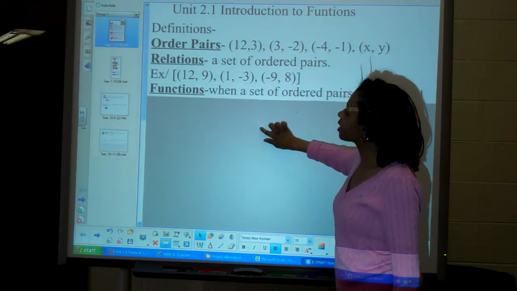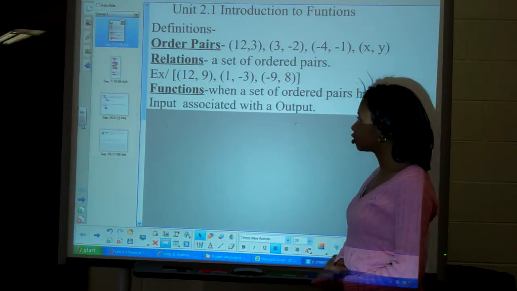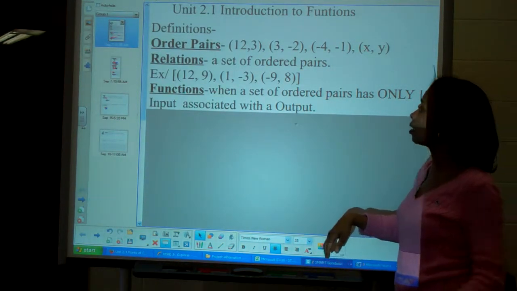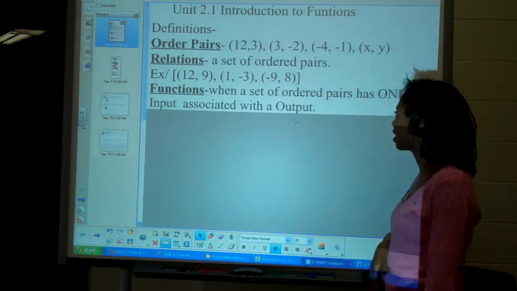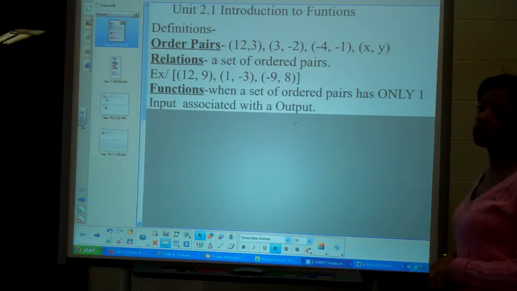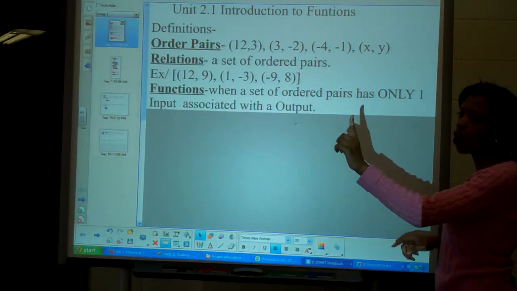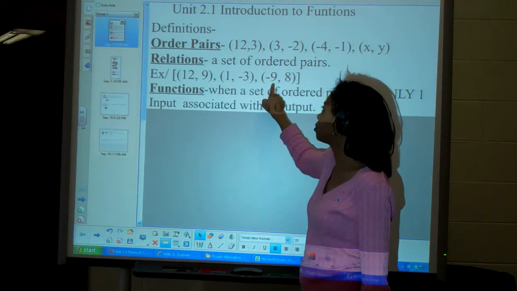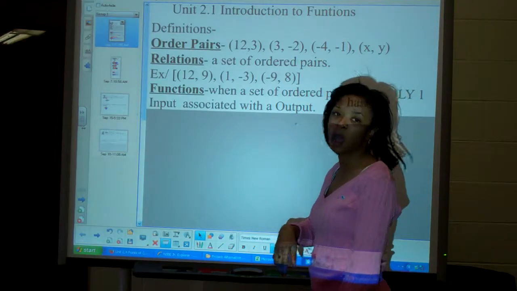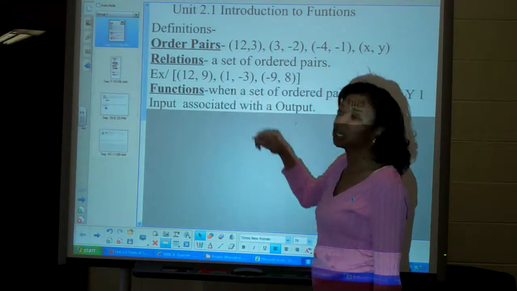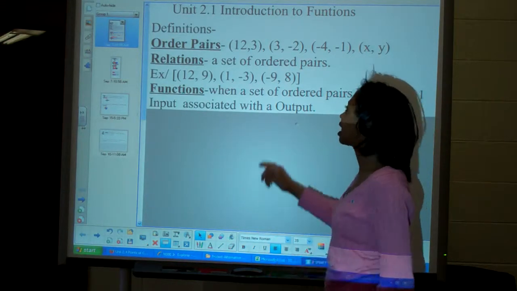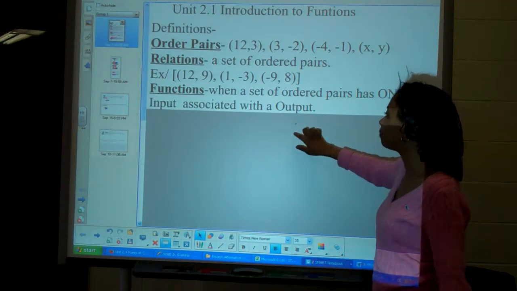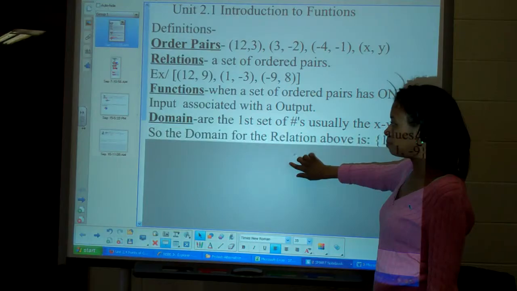Okay? Next thing I need you to know, we talked about this also, functions. What is a function? A function is when you have a set of ordered pairs, a full set, usually a relation, because you need a set of ordered pairs. A function is going to have only one input associated with the output. So our input will be our X. These are all of our inputs, 12, 1, -9. Our output, when I put in 12, I get 9. When I put in 1, I get -3. And my input will be -9, I get an output of 8. So functions are when I have exactly one input associated with an output. And we'll go further than that in just a minute.